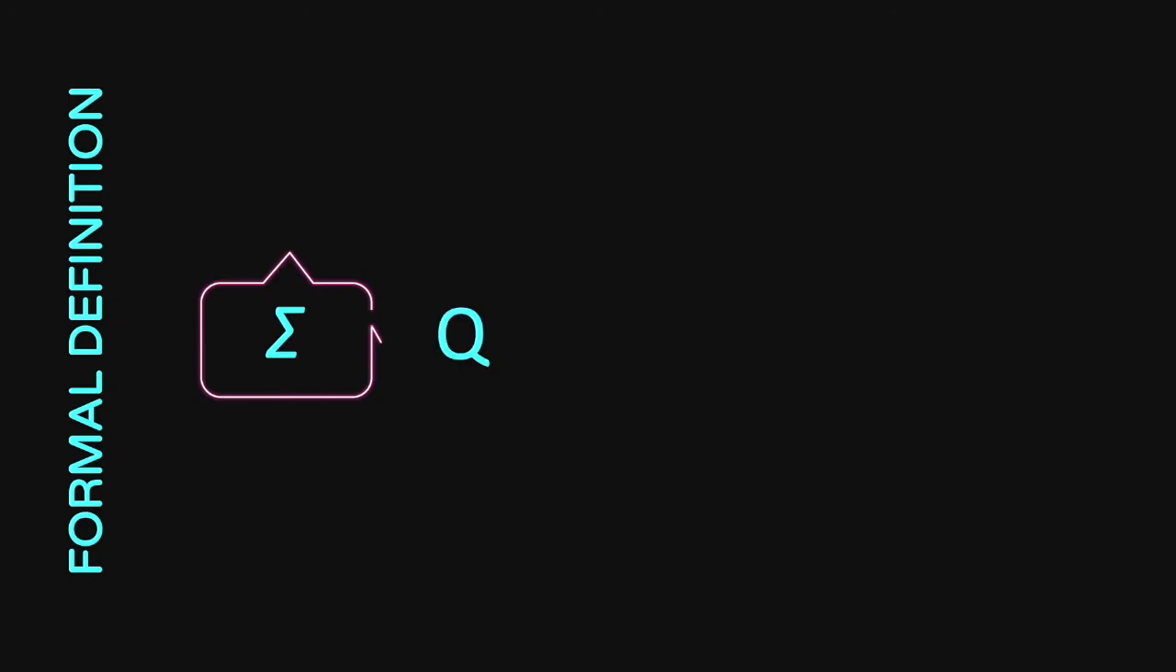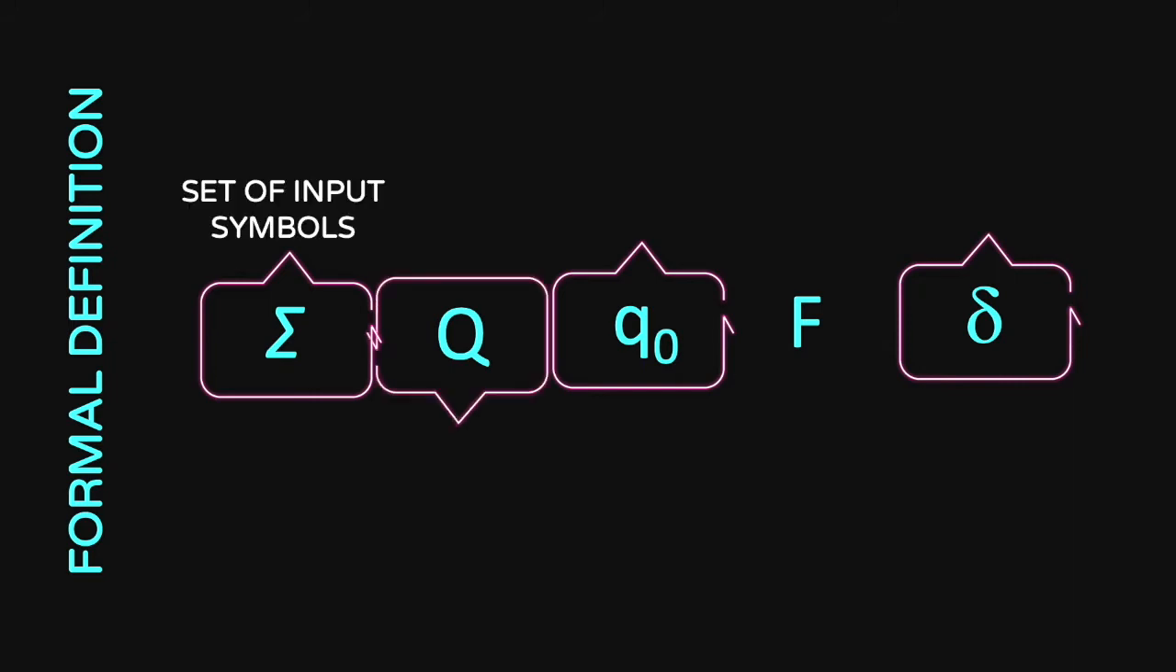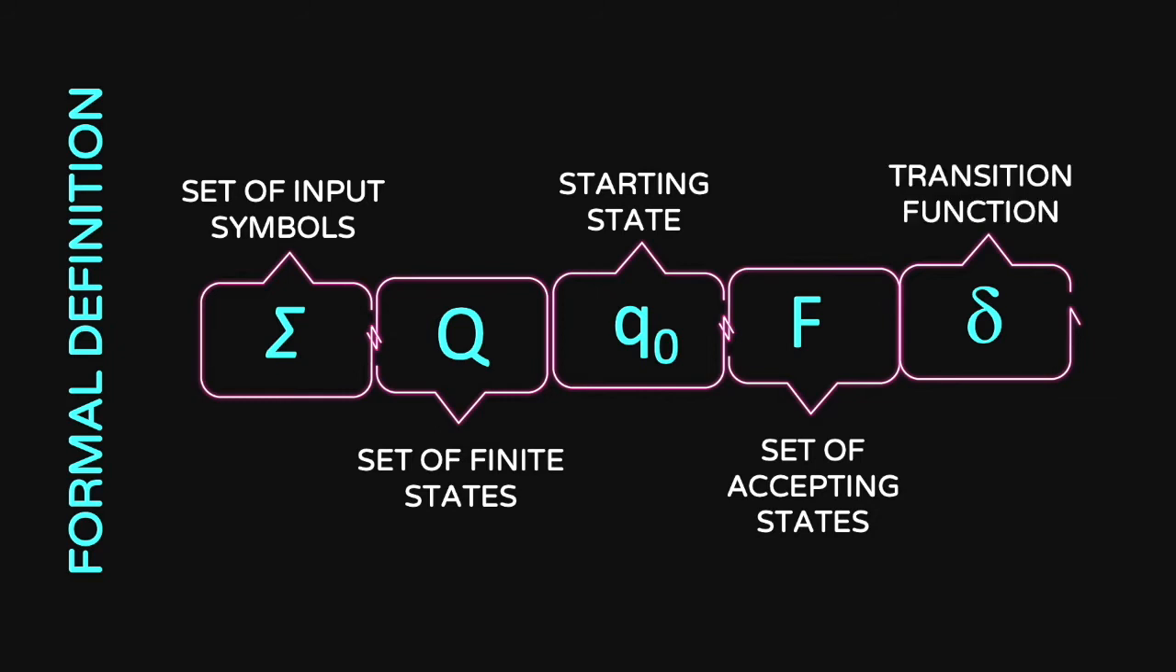To define a DFA formally, we need to use 5 tuples. These are sigma, Q, q0, F, and delta. Sigma represents the set of input symbols, Q for set of finite states, q0 is the starting state, F is the set of accepting states, and delta is the transition function of the DFA.